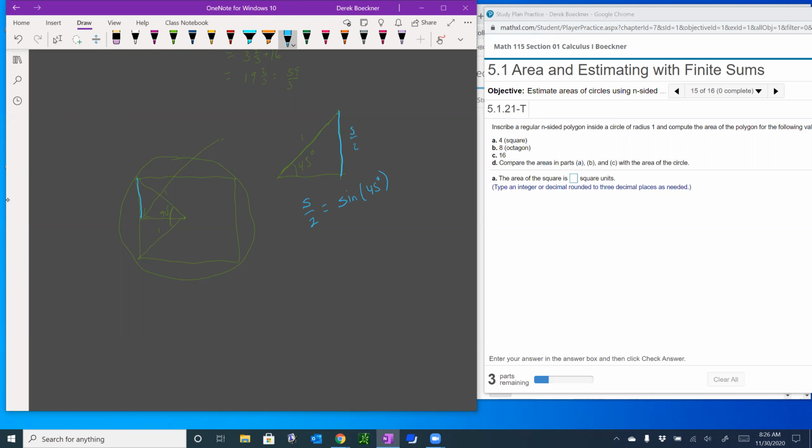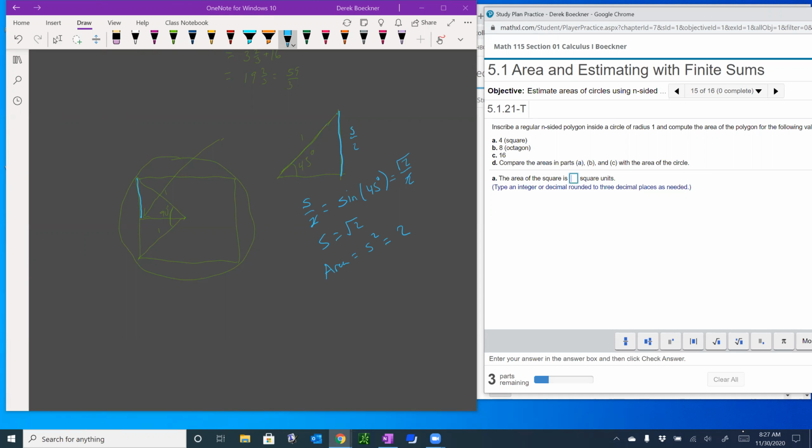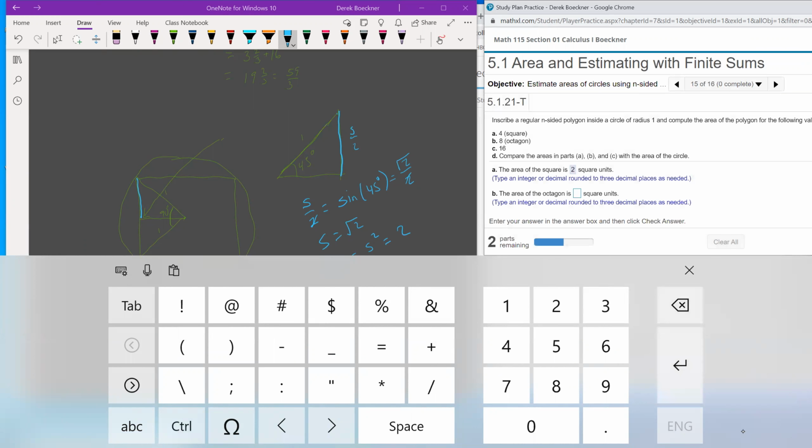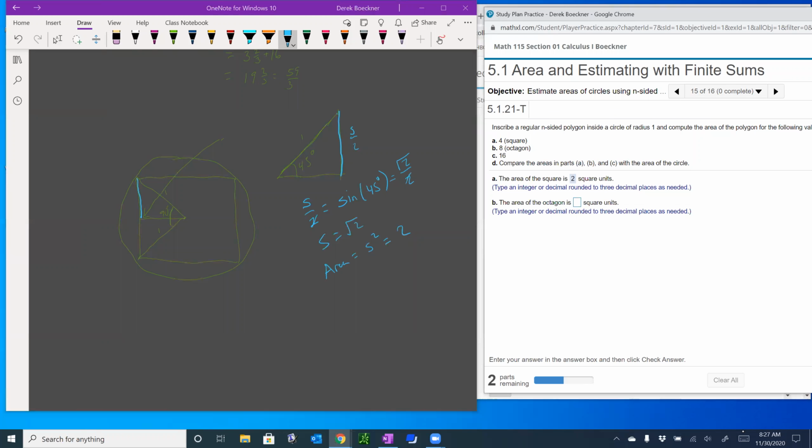And so that's the square root of 2 over 2. S is the square root of 2, so the area equals S squared. That's one way we can do this, would be 2. Okay, let's do the octagon now.